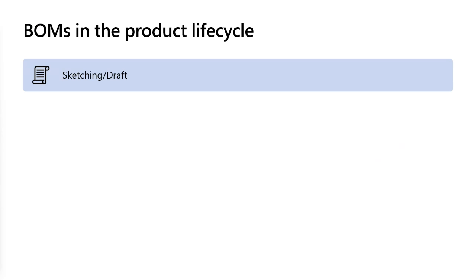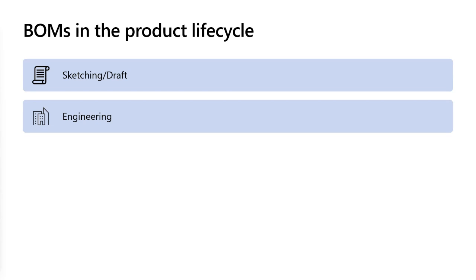BOMs are used for different purposes during the product lifecycle in discrete manufacturing. For instance, a sketching or draft BOM gives a draft estimate of the required materials in an early design phase and helps you to roughly estimate the cost and the estimated product attributes.